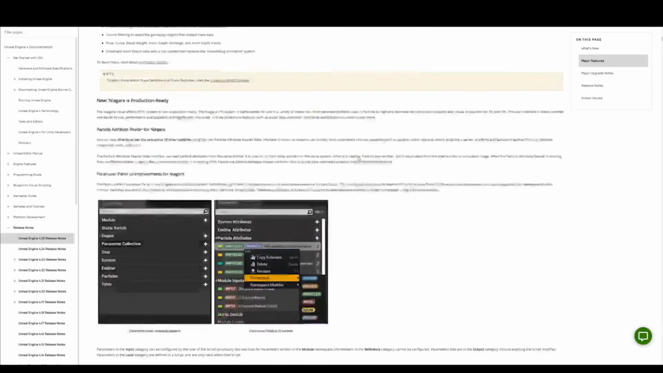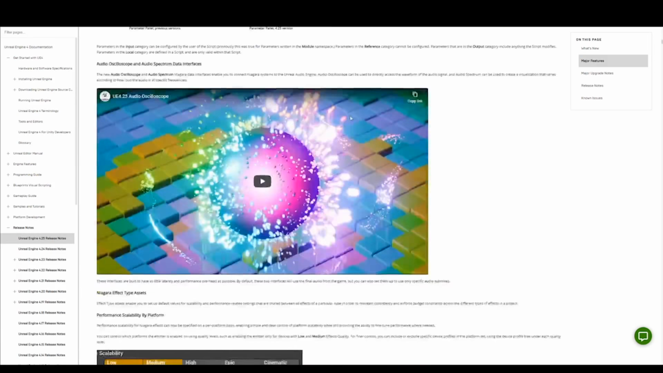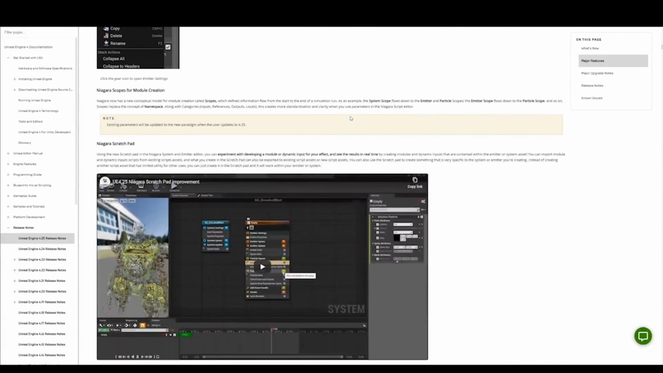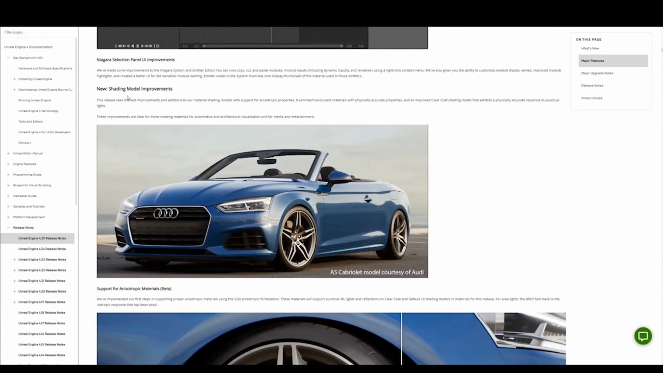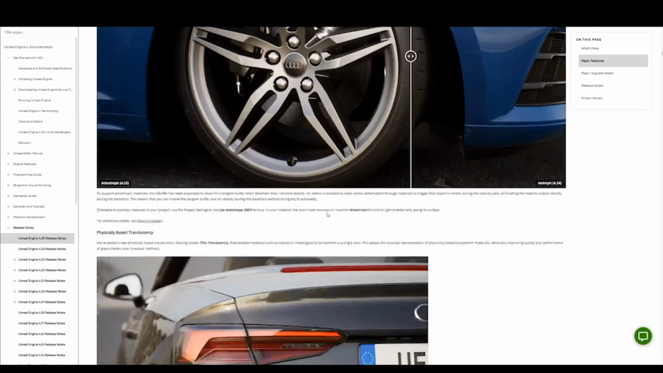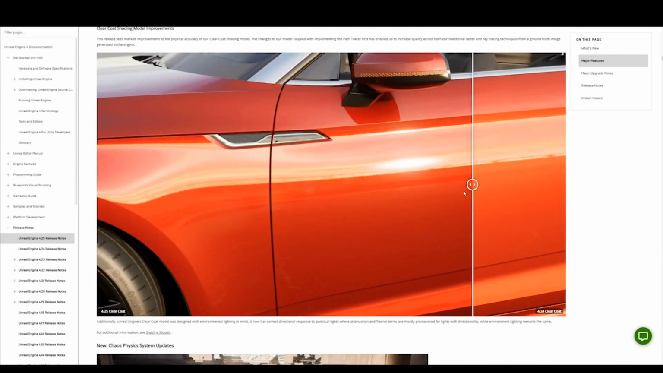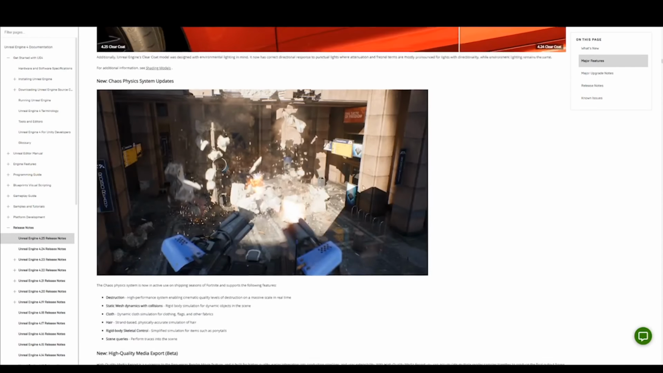One of the things I'm really excited about is that Niagara is now fully production ready. We've also done some major improvements to the shading models. This includes support for anisotropic materials, which you can see on the wheels of this car. We've also got physically based translucency, which helps improve the clear coat system, which you can see here on this particular render, which is absolutely stunning.